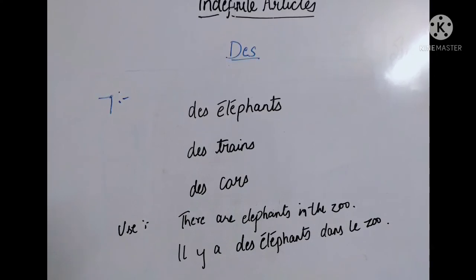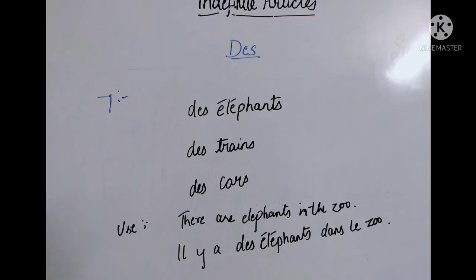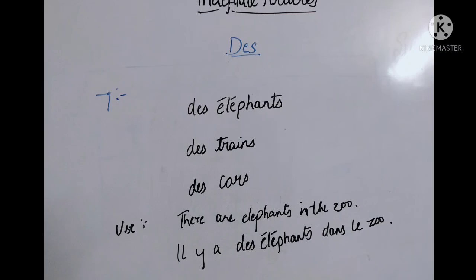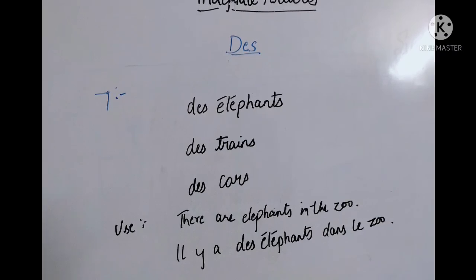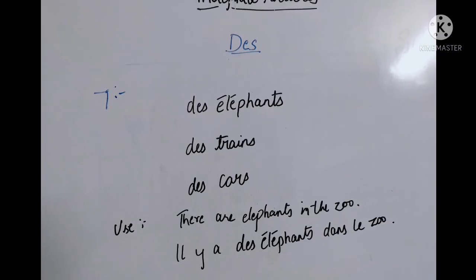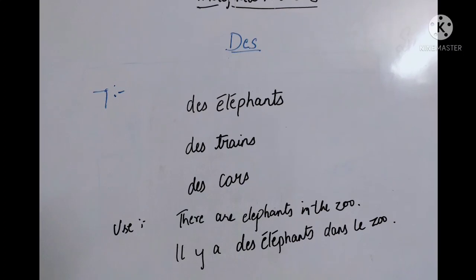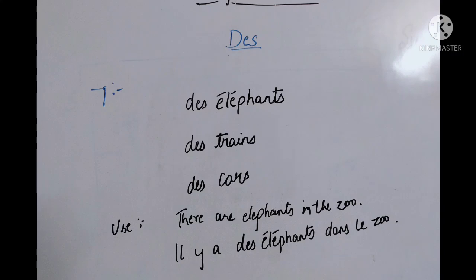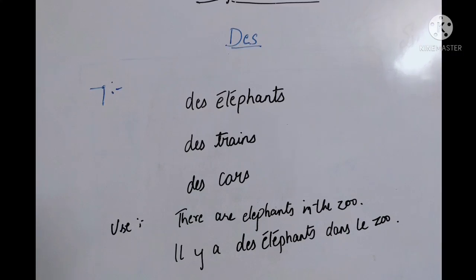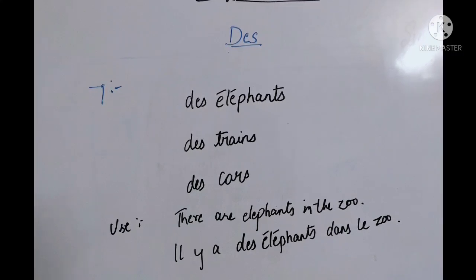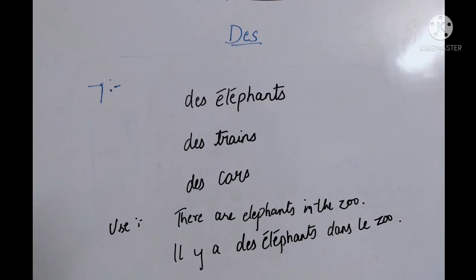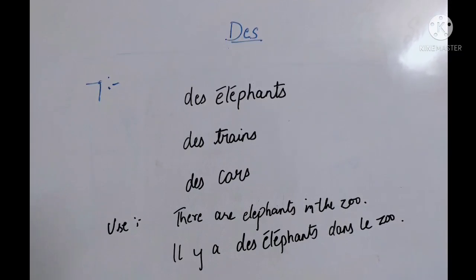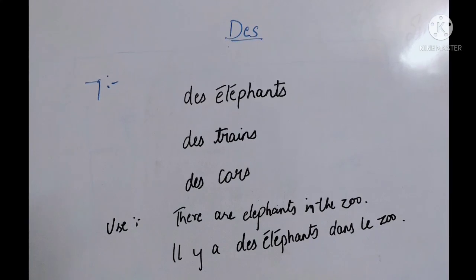Now, how to use these des along with the words. Suppose you have a statement in mind that you would like to translate: there are elephants in the zoo, or there are some elephants in the zoo. How do you translate it? You will translate it as il y a des éléphants dans les zoos. Il y a des éléphants dans les zoos, which means there are elephants in the zoo. See, this was so easy.